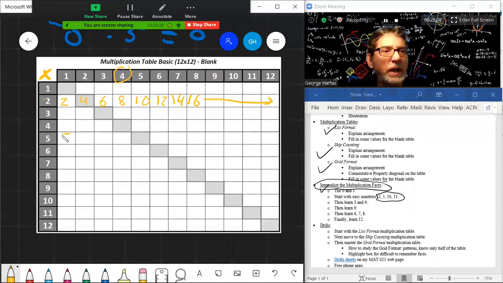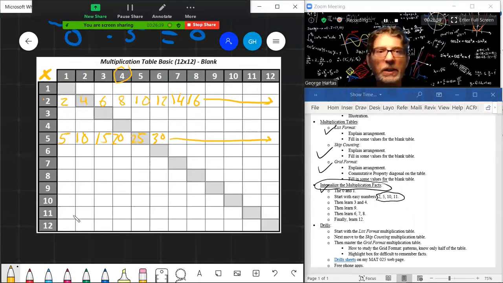5 times 1 is 5. 5 times 2 is 10. 5 times 3 is 15. 5 times 4 is 20. 5 times 5 is 25. 5 times 6 is 30. Now notice with the 5s, the ending number, the rightmost digit, is 5 or 0, 5 or 0, 5 or 0. So that's one pattern that can perhaps help you.